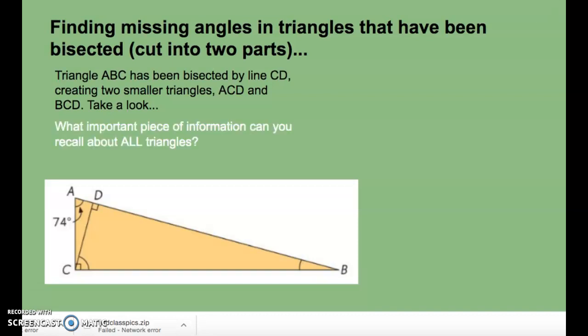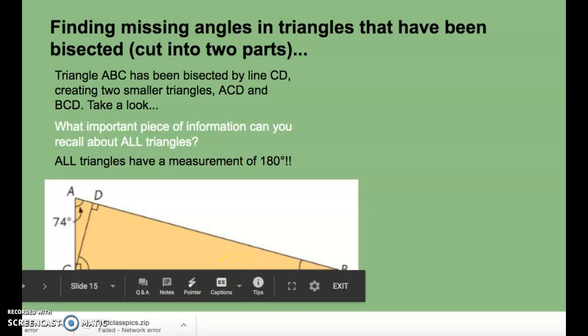Before we get started, what important piece of information can you recall that's common to all triangles? Pause the video and think about it. That's right. All triangles have a measurement of 180 degrees. That's funny because there's three triangles here. The big one labeled ABC has a measurement of 180 degrees, but so do the smaller ones within it. ACD has a sum of the three angles that equal 180 degrees, as well as BCD. The sum of those three angles also equals 180 degrees.